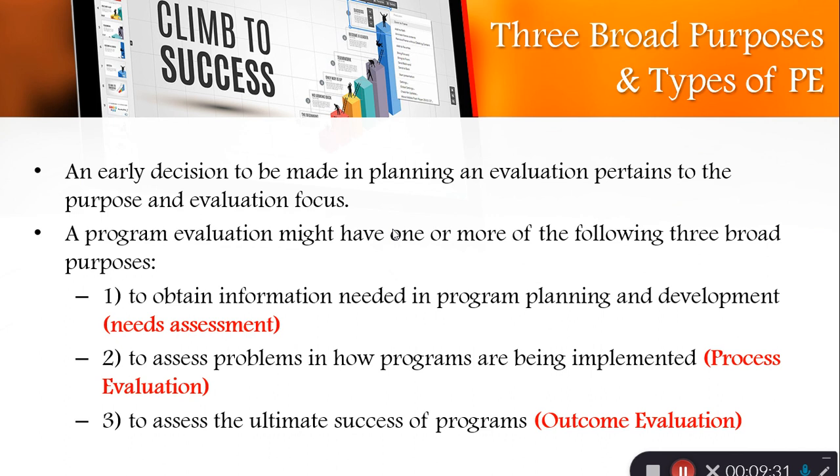And then the third type of evaluation is intended to assess the ultimate success of a program, and this is referred to as an outcome evaluation. This kind of evaluation really gets at the bottom line in terms of whether the program is working, whether it's achieving its goals and objectives, whether it is effective or not. This is what this kind of evaluation gets at.